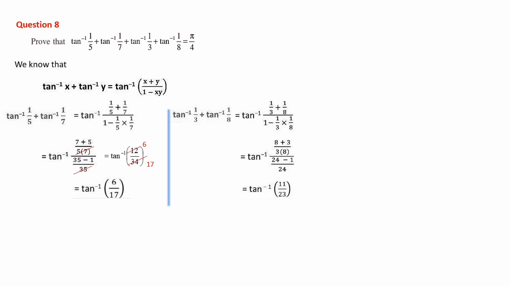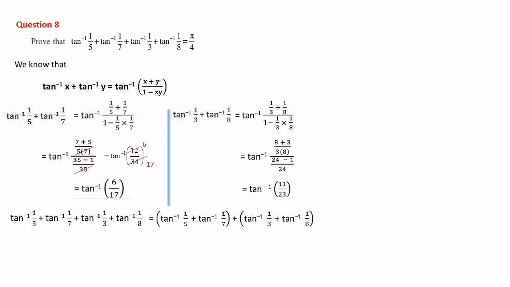Here the common denominators 24 and 24 can be cancelled. 8 plus 3 is 11, 24 minus 1 is 23. So tan inverse of 11 by 23 we have got. Now 4 terms are reduced into 2 terms, tan inverse 6 by 17 plus tan inverse 11 by 23. So we have taken the left side statement and grouped it into 2 pairs, and for each pair we have got a single value. Let us substitute tan inverse of 6 by 17 as the first pair value, and tan inverse 11 by 23 as the second pair value.